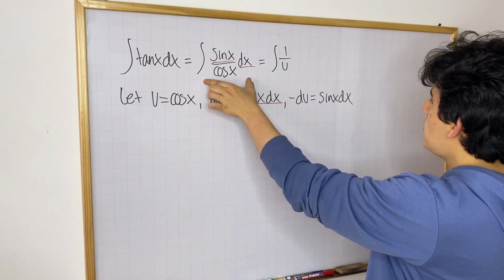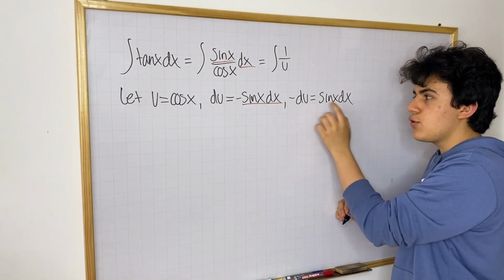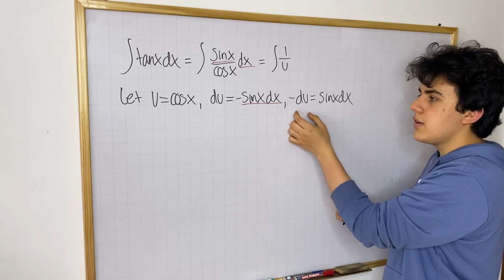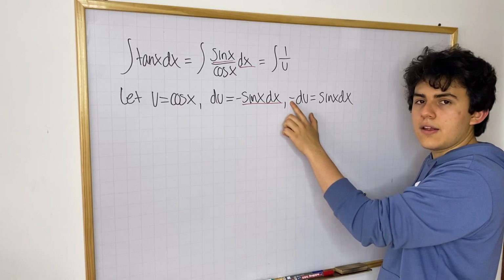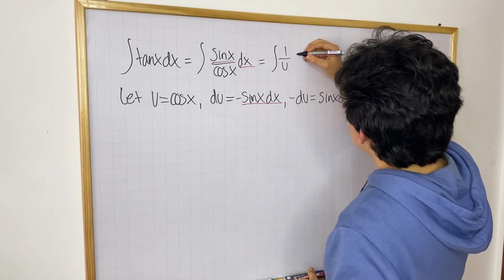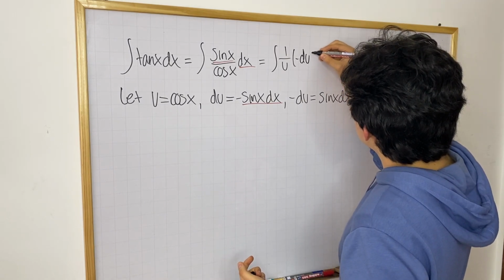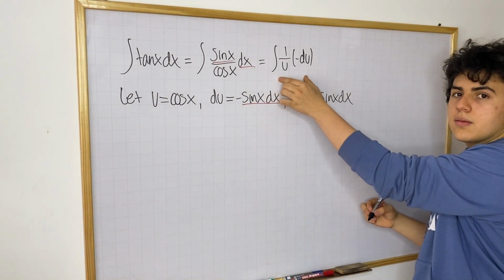Now you can multiply by sine x times dx. And we know sine x times the differential of x is going to be the differential of u with a negative coefficient, a -1. So let's do that. This may not be the best notation, but you could totally do it like this: negative differential of u.